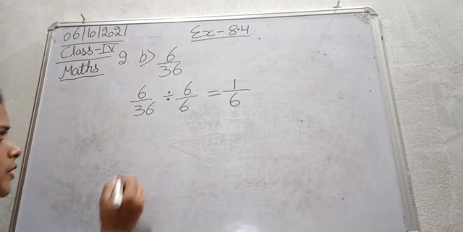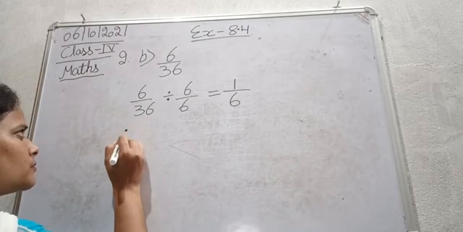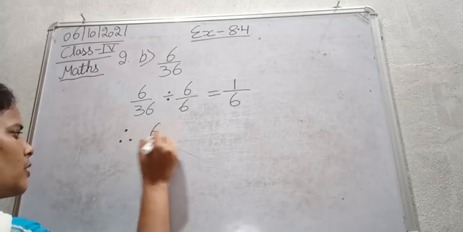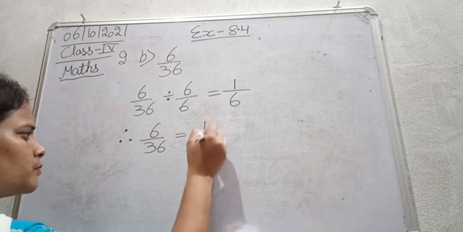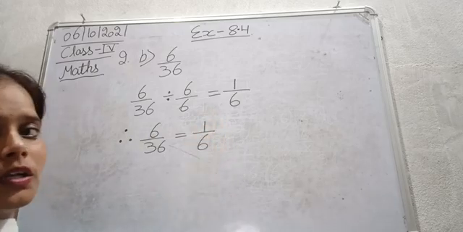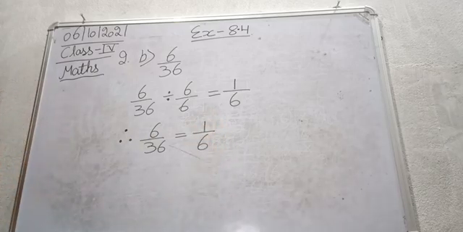So we will write down, therefore, 6 upon 36 is equal to 1 upon 6. Therefore 6 upon 36 is equal to 1 upon 6. Okay.